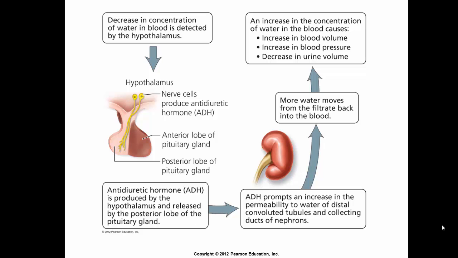Antidiuretic hormone is going to prompt an increase in the permeability to water of the distal convoluted tubules and the collecting ducts within the nephron. Thus, more water is going to move from the filtrate back into the bloodstream. This is going to increase the concentration of water in the blood, which causes an increase in blood volume, an increase in blood pressure, and a decrease in urine volume.